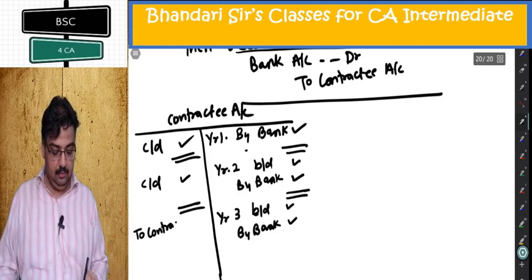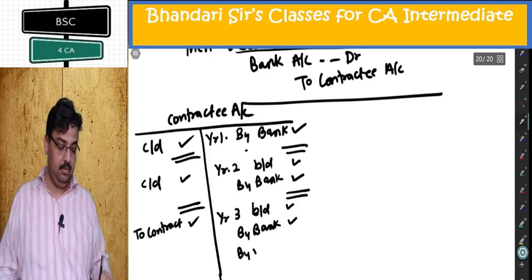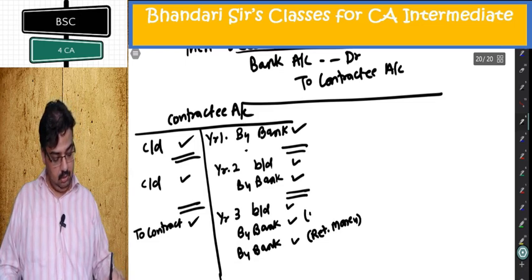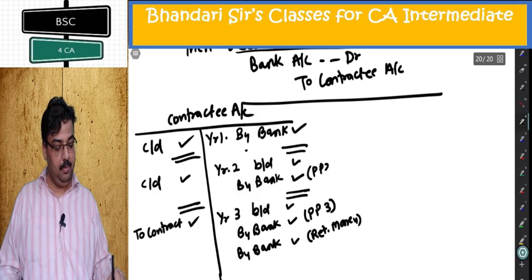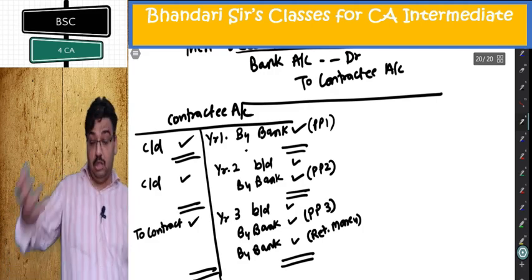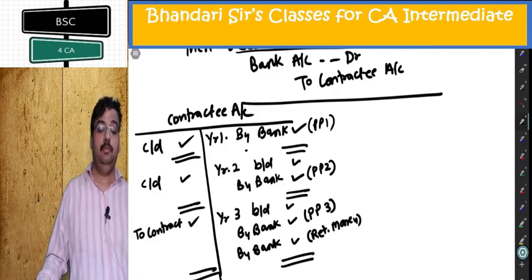To contract, this is the contract price. By bank, this is the retention money. This is the progress payment of the third year. This is the progress payment of the second year. Progress payment of the first year. And the account is closed. This is how the contractee account looks in the 3 years of its contract.